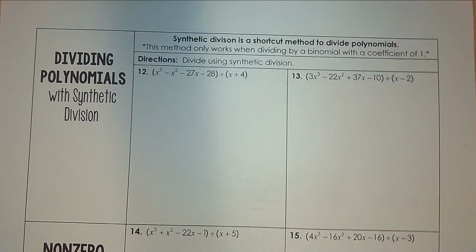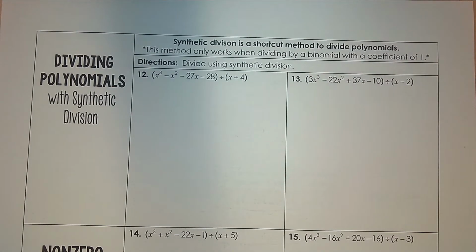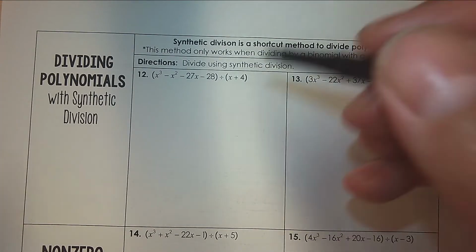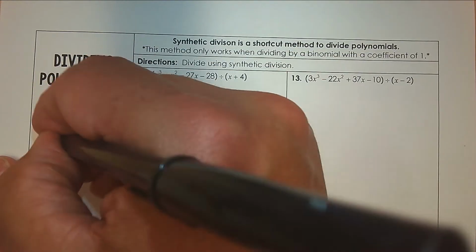So as I was saying, sometimes if the situation's right, we can set this up easier and use what's called synthetic division. Now, synthetic division means that we only use the coefficients. This method can only be used if our divisor has to be a simple linear.